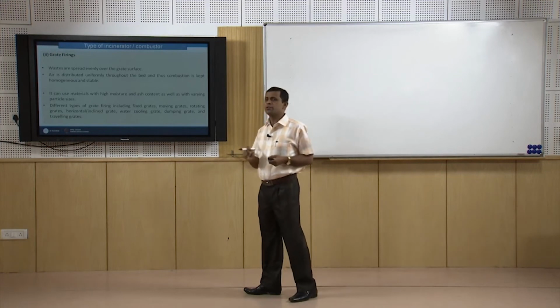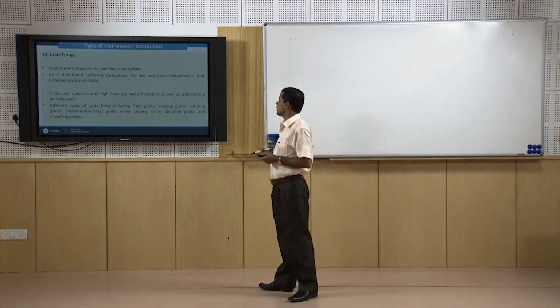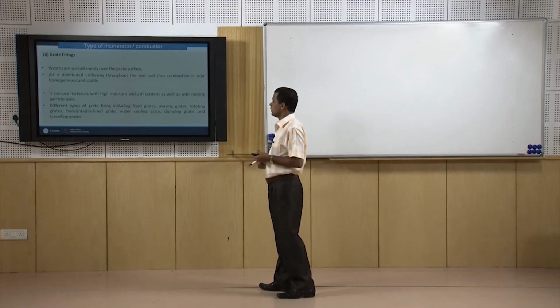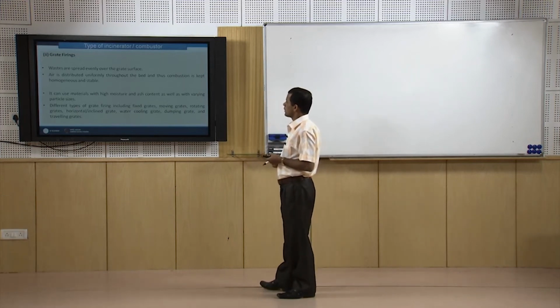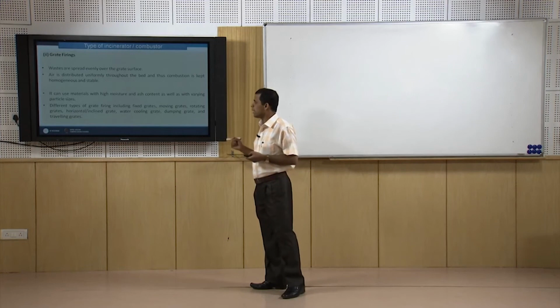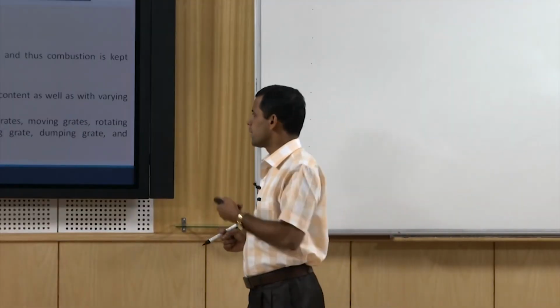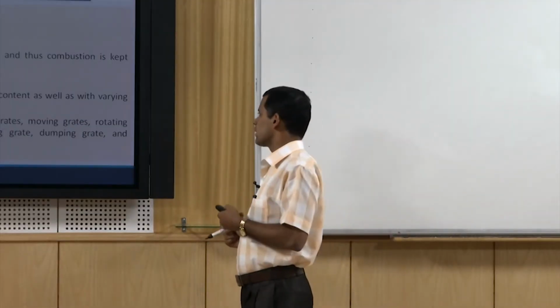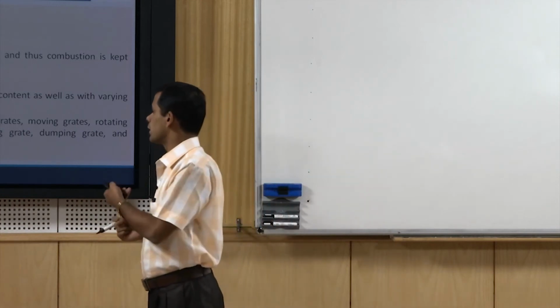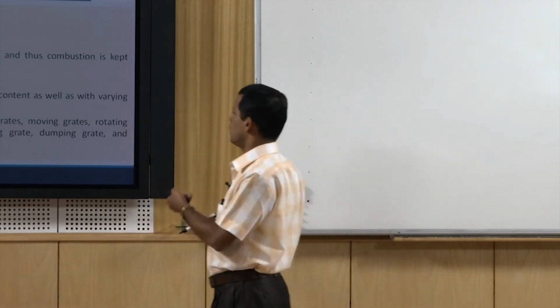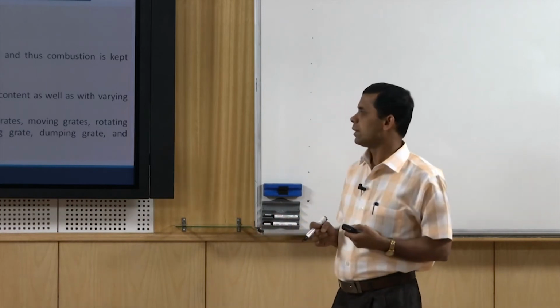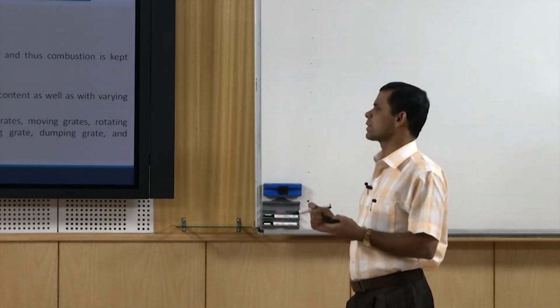Air is distributed uniformly throughout the bed and thus combustion is kept homogeneous and stable. It can use materials with high moisture and ash content as well as with varying particle size. So, that is the beauty of this process, that bigger particle sizes can also be used here easily, and different types of grates can be used, like fixed grates, moving grates, rotating grates, horizontal or inclined grate, water cooling grate, dumping grate and travelling grates. So, different types of grates can be used.